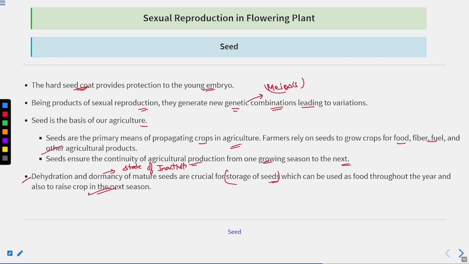Okay, it is a state of inactivity. So the metabolism, or you can say the metabolic rate, is very less here in dormant seeds. This is crucial for the storage of the seeds, and dehydration also. Without water, the seed will not germinate, so both these conditions are very much important for the storage of the seeds for a longer time, and these seeds can be used from one generation to the next generation.